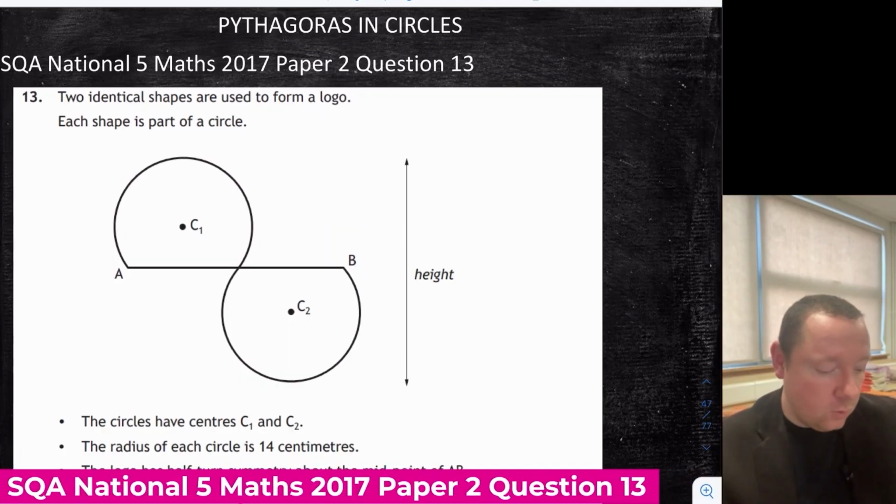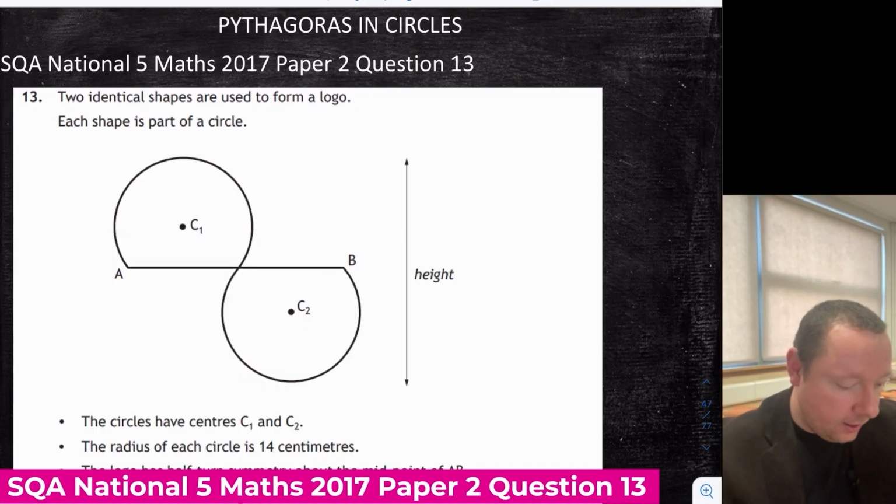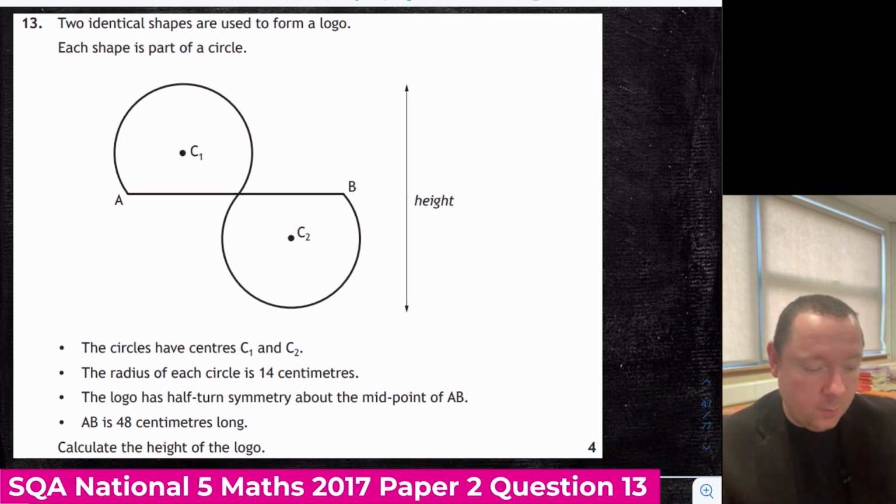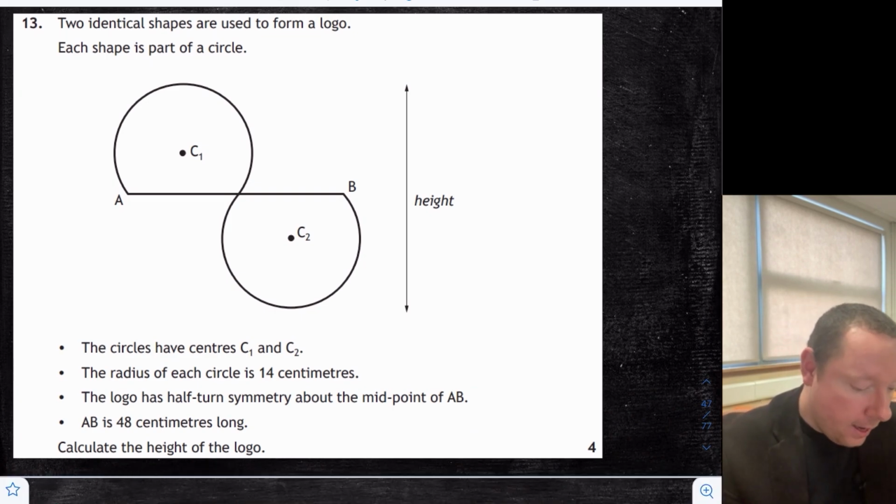SQA National 5 Maths 2017 Paper 2 Question 13 had this diagram. Two identical shapes are used to form a logo. Each part is a part of a circle, and the centres are shown. The radius of each circle is 14. The logo has half-turn symmetry about a midpoint, so now it's just saying you can turn it. And AB is 48. Calculate the height of the logo.